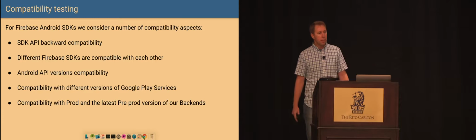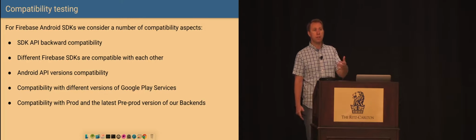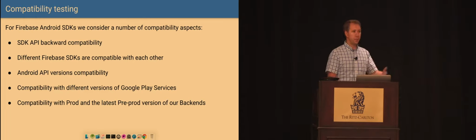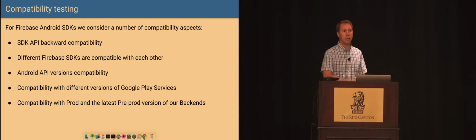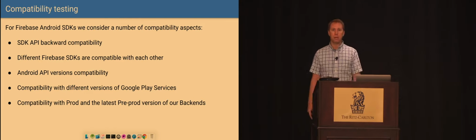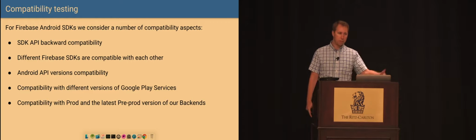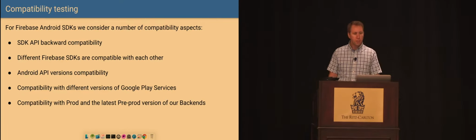Another aspect of compatibility is Android API versions compatibility, right? Your apps ideally should work with different API versions, so you would reach as many users as possible. So we do test our SDKs with, I think, starting from API 15 or 14.